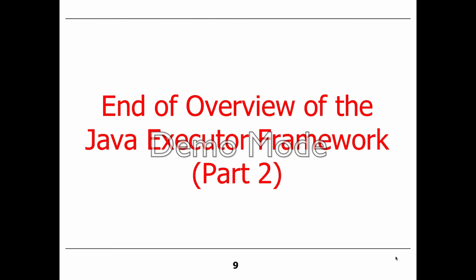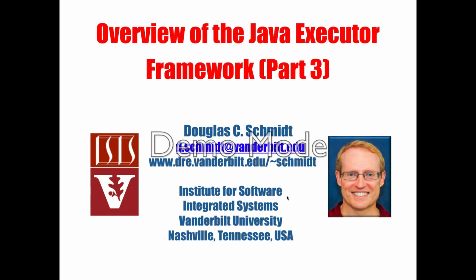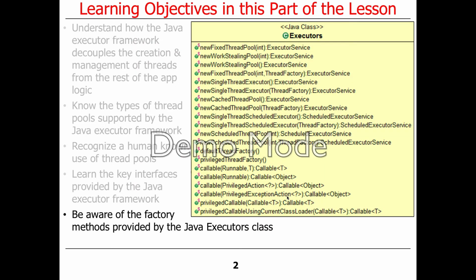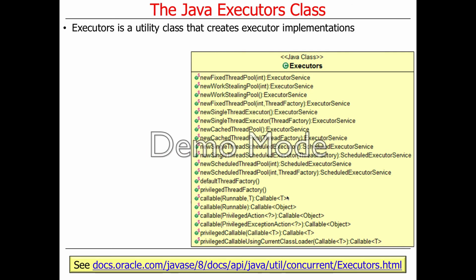Okay, so that's basically the end of the overview of the Java Executor framework. The last piece of the puzzle for our overview is the discussion about how we create the appropriate type of executors. And these are done with the Executors class. This is going to provide a bunch of factory methods that make things. So this is basically something that's called a utility class.